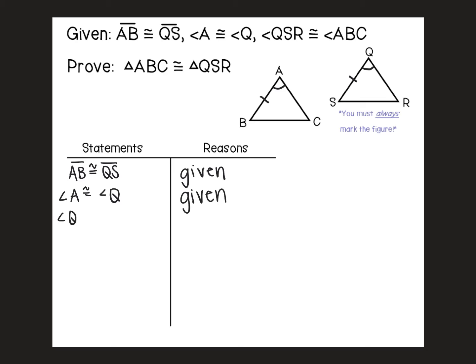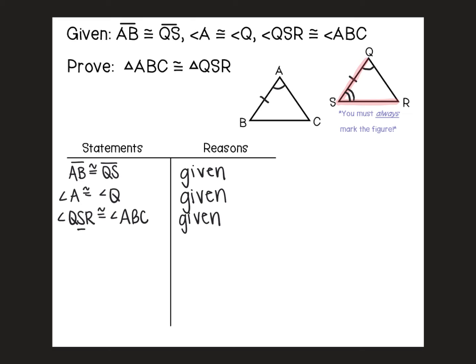My third given is angle QSR is congruent to angle ABC. This is also a given. Again, if you're a person that's struggling with when angles are named with 3 letters, think about if you took a highlighter and outlined it. So if I start at Q and then go to S and then go to R, you can see that the angle outlined in red, the corner is right here at S, so I'm going to double mark it.